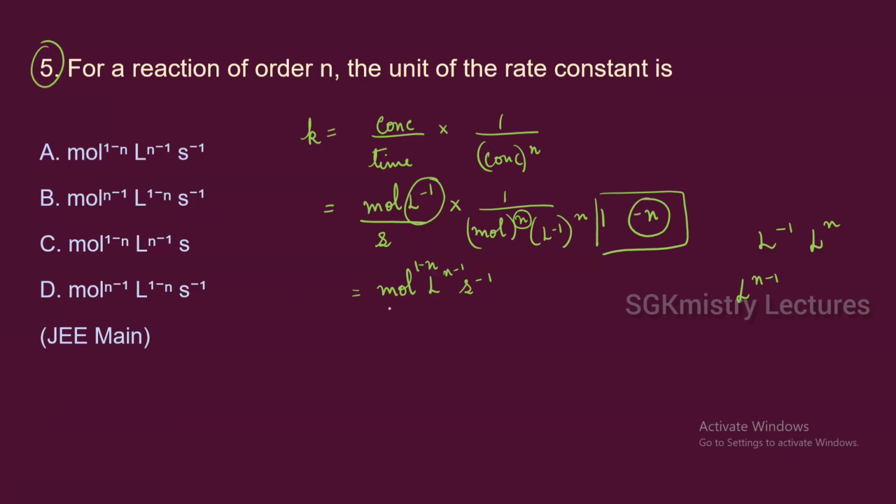So this is the unit of the rate constant for a reaction of order n. We have the options here: mole to the power of 1 minus n, L to the power of n minus 1, and second. So this cannot be the answer. Mole to the power of 1 minus n we have here, L to the power of n minus 1, second inverse. Yes. So we have option A as the right answer.